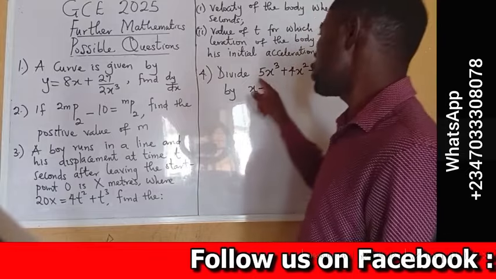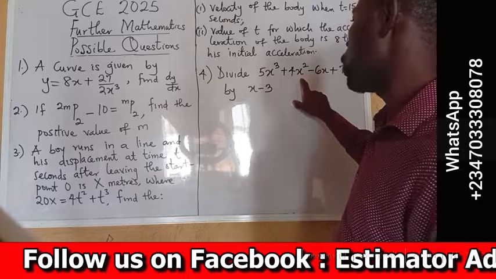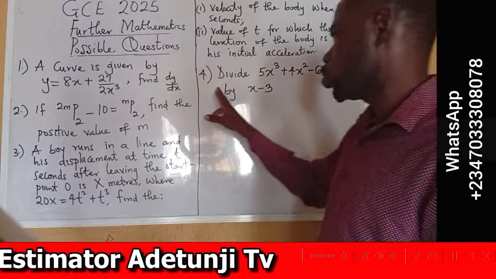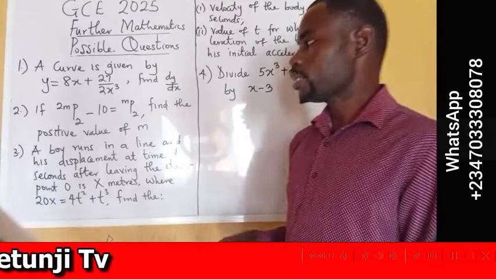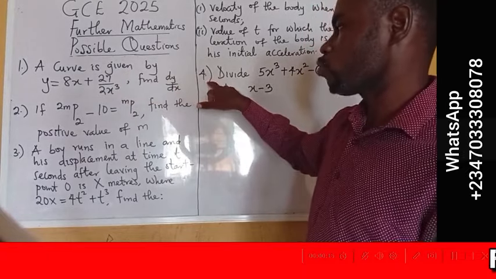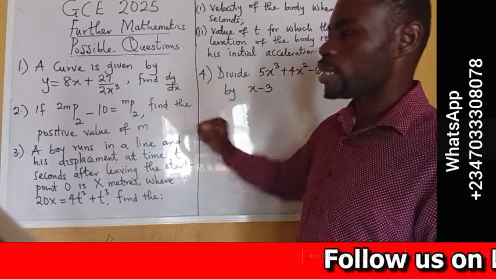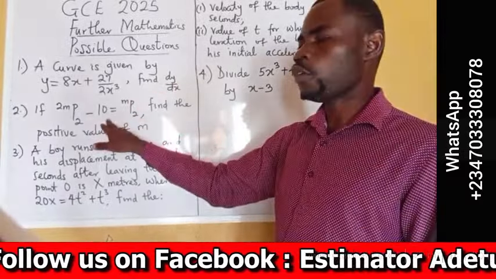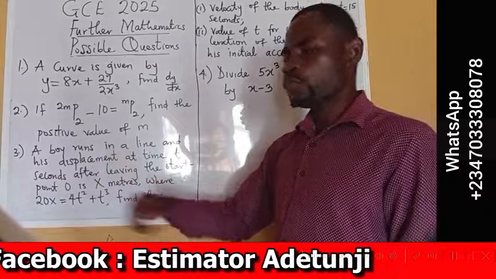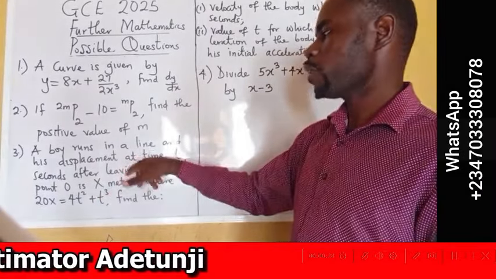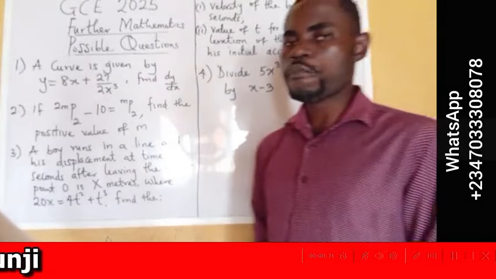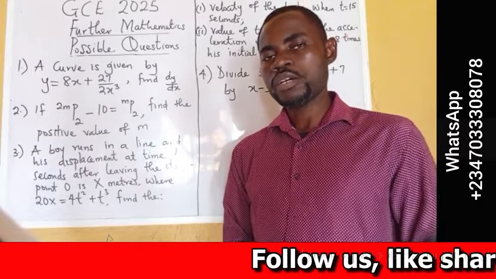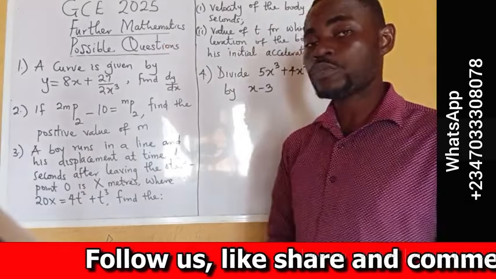Question number 4: differentiate 5x cubed plus 4x squared minus 6x plus 7 over x minus 3. This one was done in video 1. In video 1 we discussed question 1 and question 4, while in video 2 we discussed something on combination, which is a family of this permutation in question number 2. In video 3, this video, we discussed equations of motion. So we have discussed chapter 1, chapter 2, chapter 3. Let's continue with our possible questions as we move to chapter 4 together.